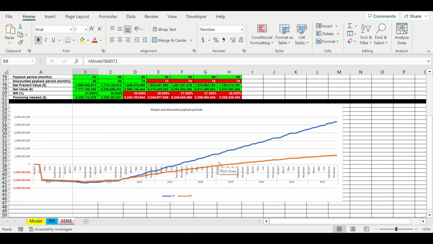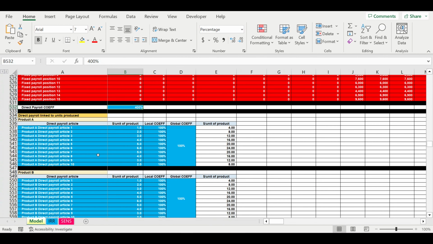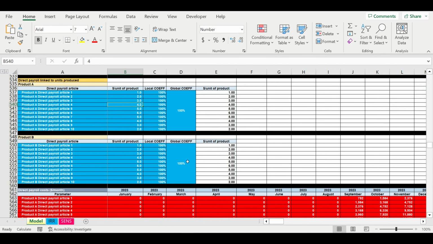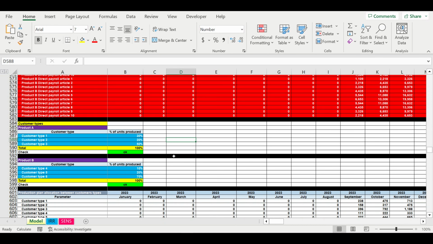So this is very important when we need to create lots and lots of scenarios, when we are touching our business idea for the first time, let's say so. And this is direct payroll linked to the amount of units produced. And then we are moving to another block of inputs.